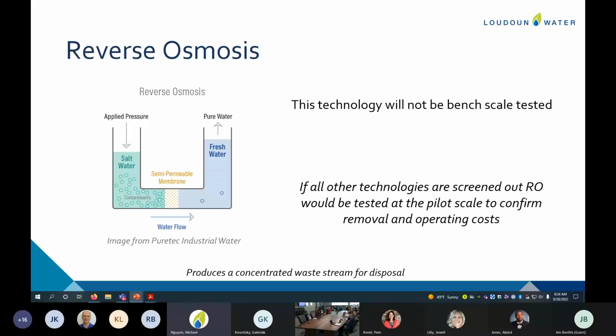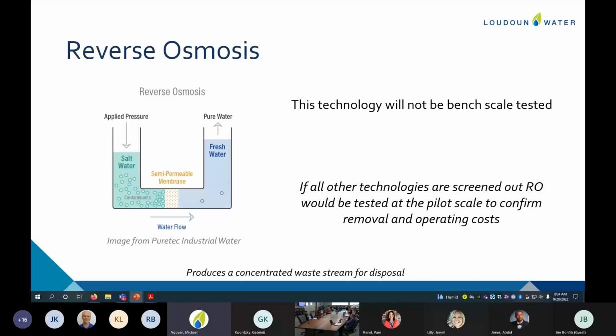The last option is not going to be tested as part of our bench scale because this is like the hammer, right? Reverse osmosis is the technology that removes everything, and it's extremely expensive. The science behind reverse osmosis is you have your leachate on this side, where all your contaminants sit, and you apply a lot of pressure across a semi-permeable membrane and get fresh water on the other side, and the contaminants stay on this side.